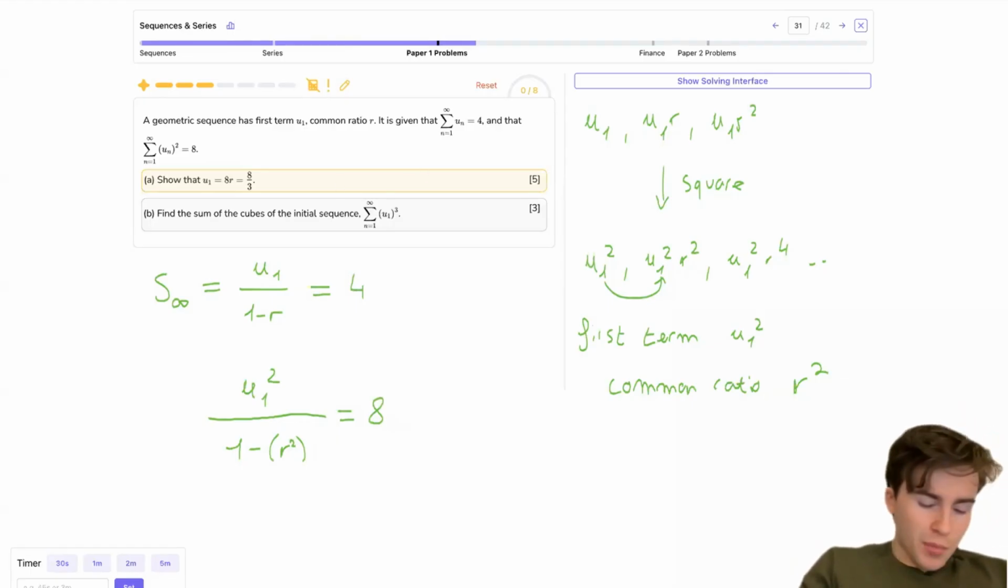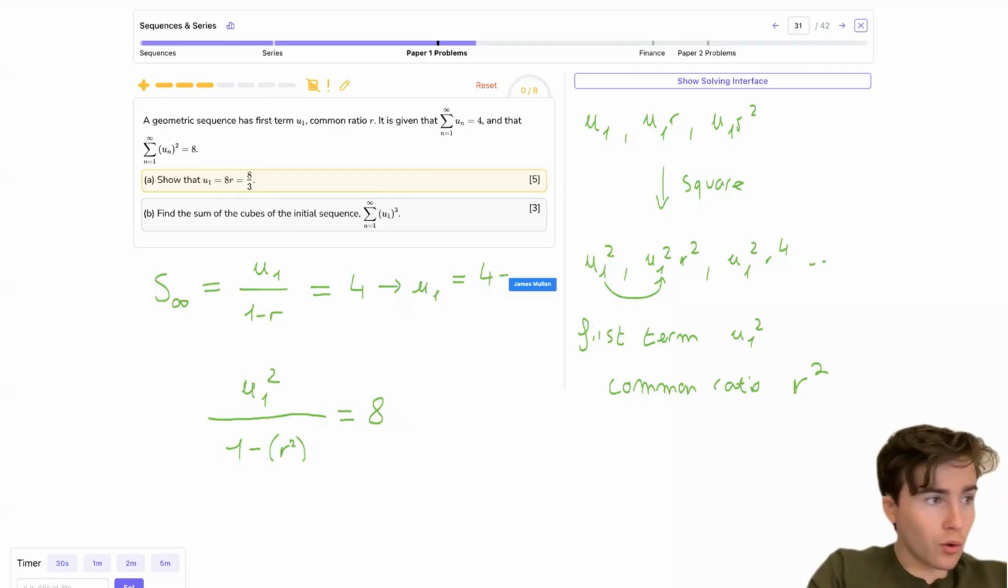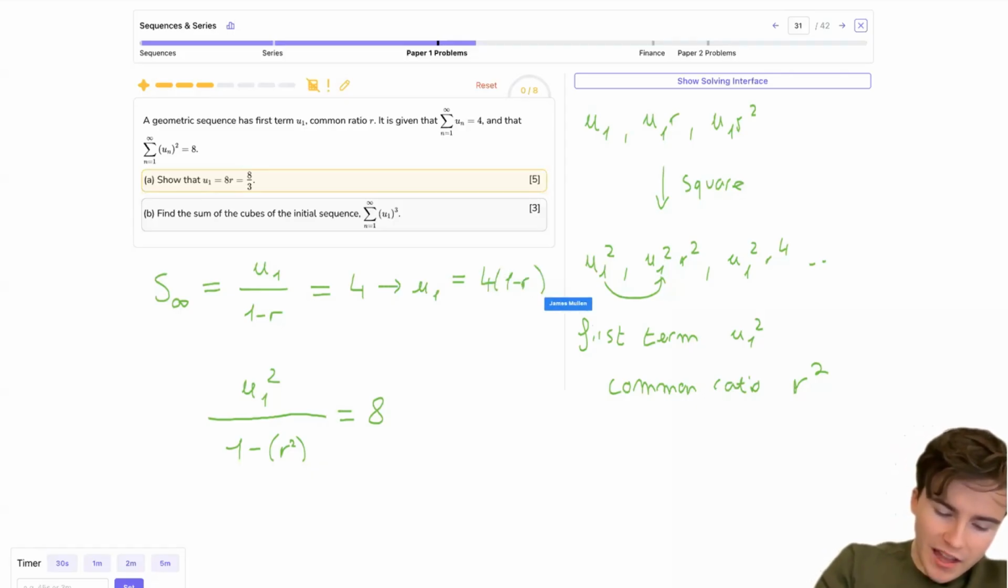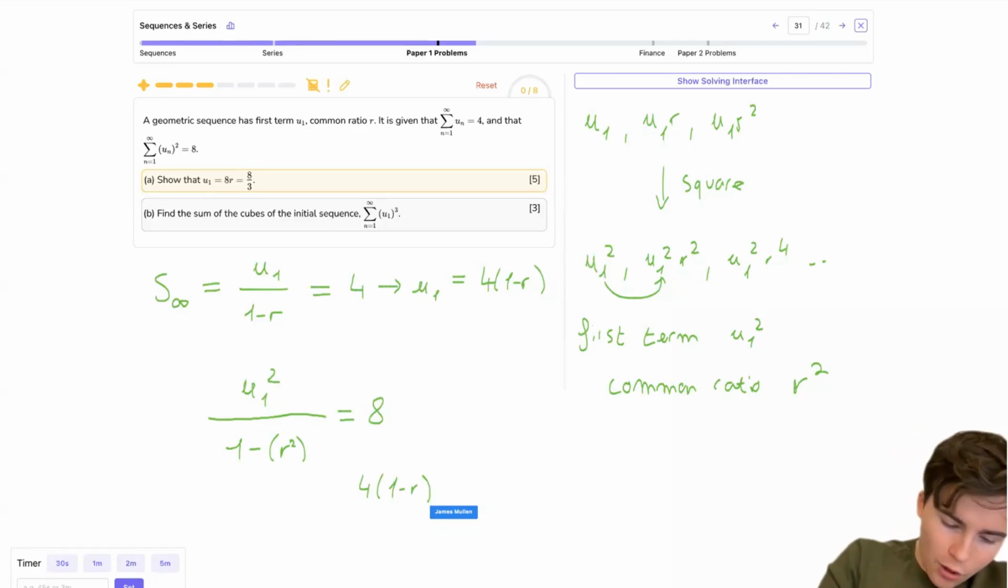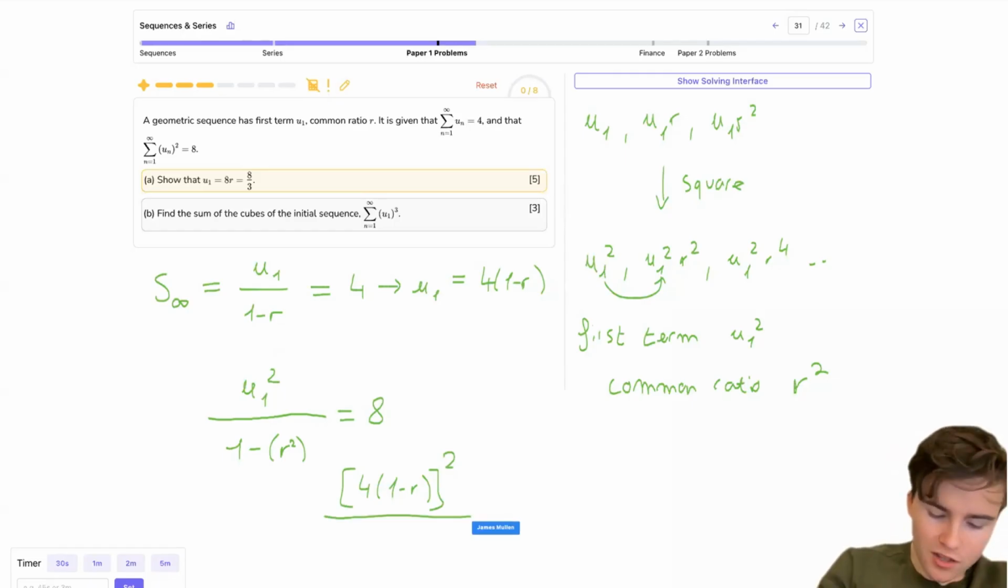All right, so now I have two equations, and I can start to try and solve this. It's a little bit of a mess, but if I take the first equation and isolate u1, I get u1 is 4 minus 4r. Actually, it's going to save me a little algebra if I write just 4 times 1 minus r. And if I substitute that into the second equation, I'm going to get 4 times 1 minus r, and all of that is squared because it's u1 squared here, and I'm dividing that by 1 minus r squared.